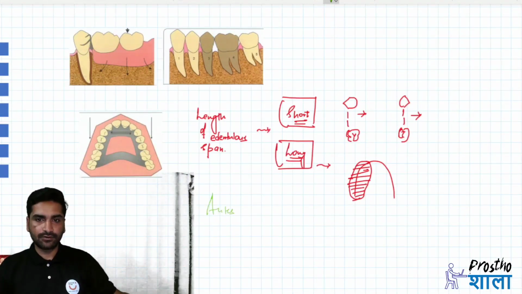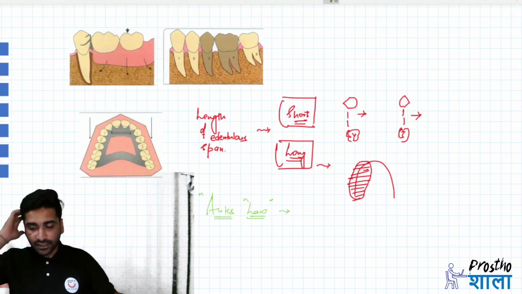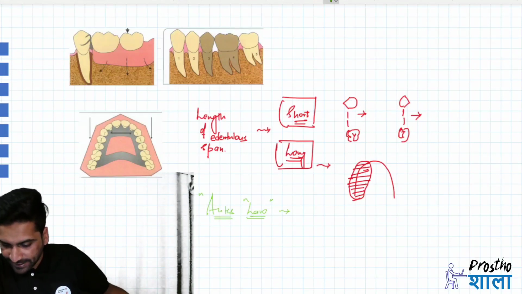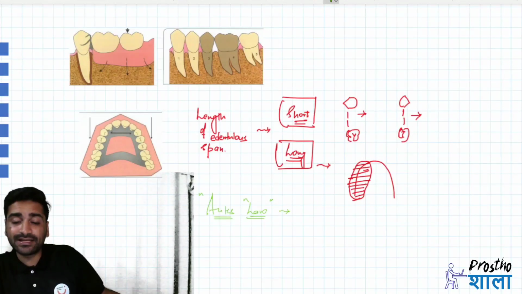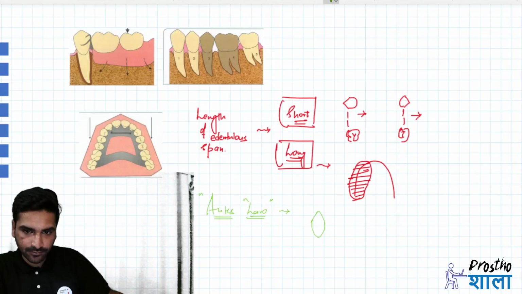Okay, so when we talk about Ante's law, what does Ante's law state? That the total pericemental area, according to Ante's law, the combined or total pericemental surface area of the missing teeth should be equal to, or lesser than, that of the abutment teeth. So suppose if I am drawing, I already have the diagram.